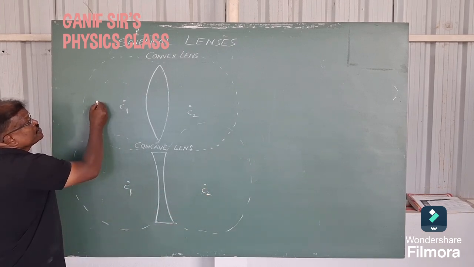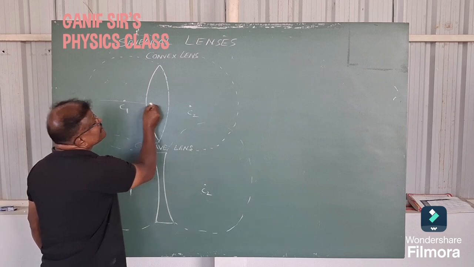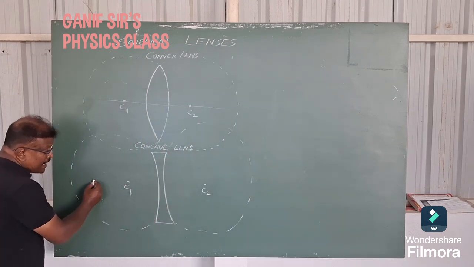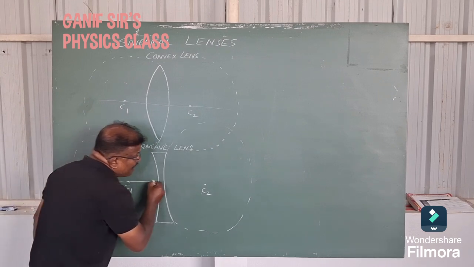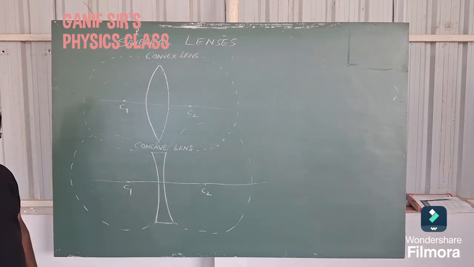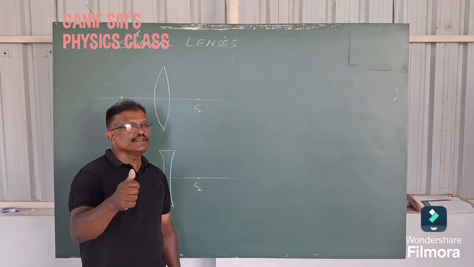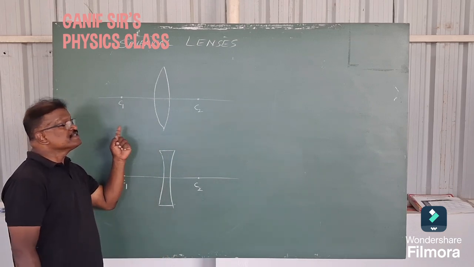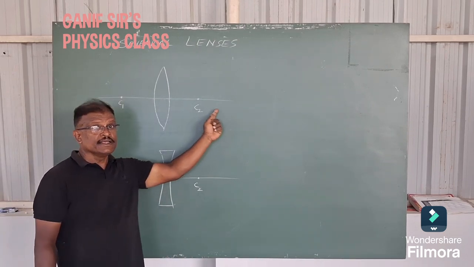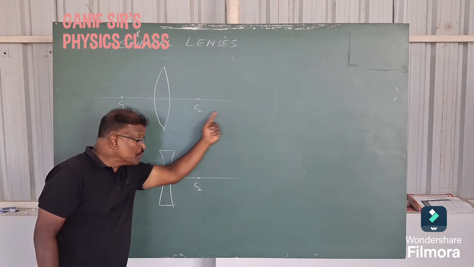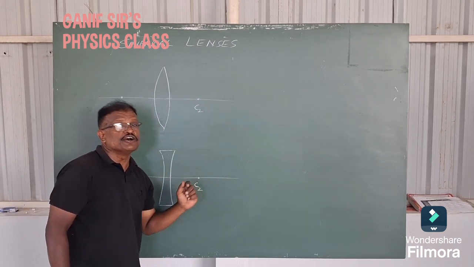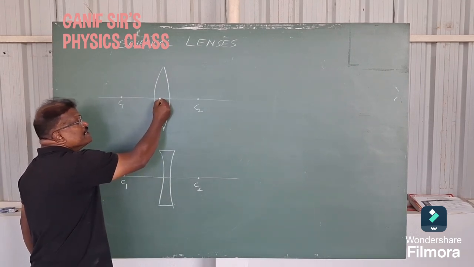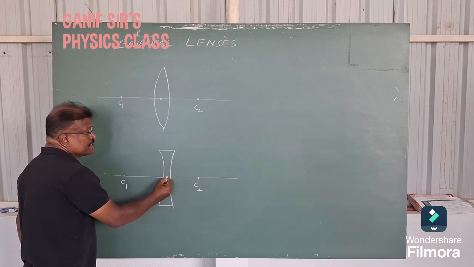If I join these two centers by a straight line, then I call this straight line the principal axis. I have this principal axis on the concave lens also. Then how can we define the principal axis of a lens? The principal axis of a lens can be defined as a straight line passing through the centers of curvature of the lens.